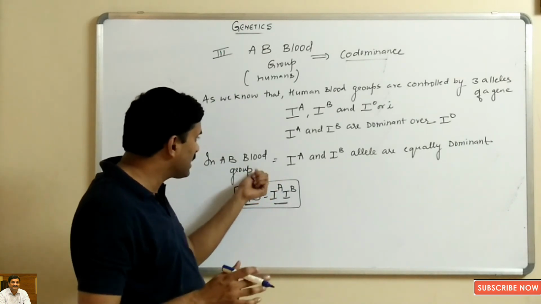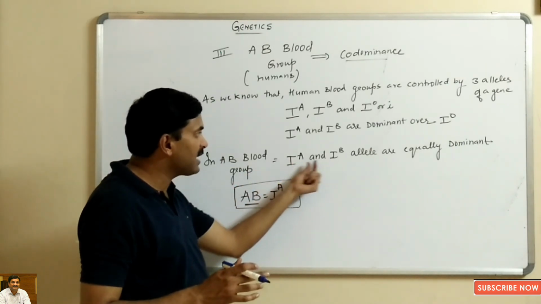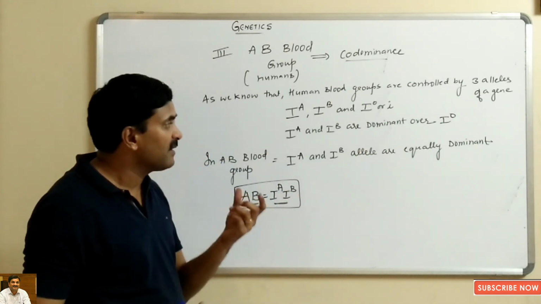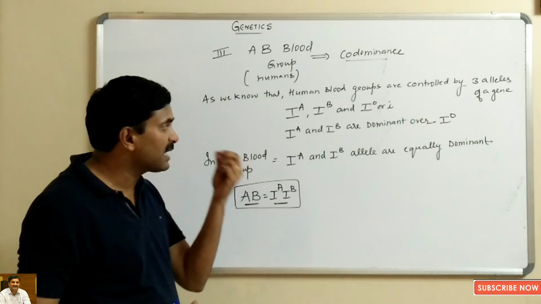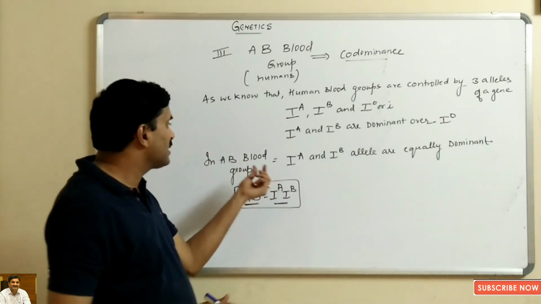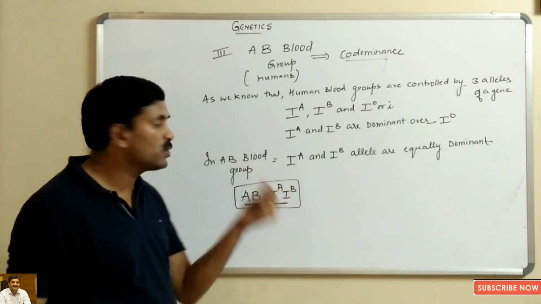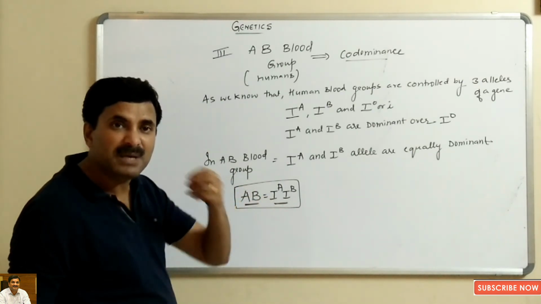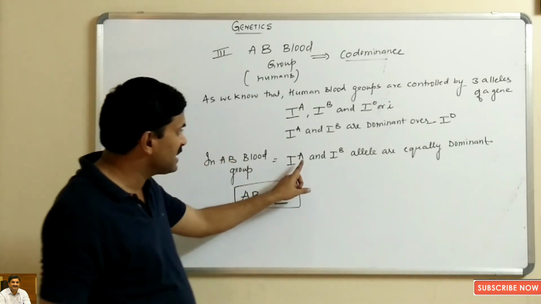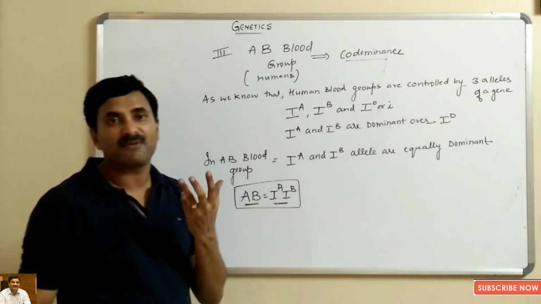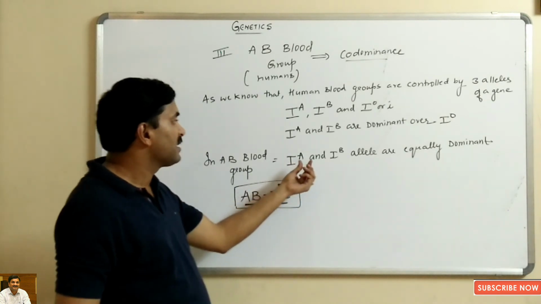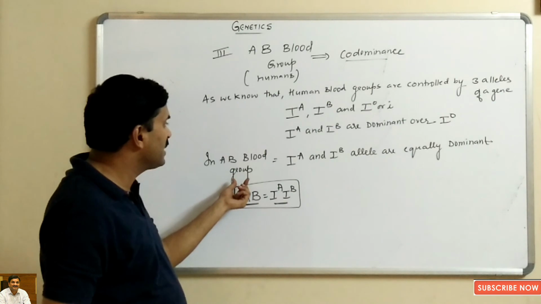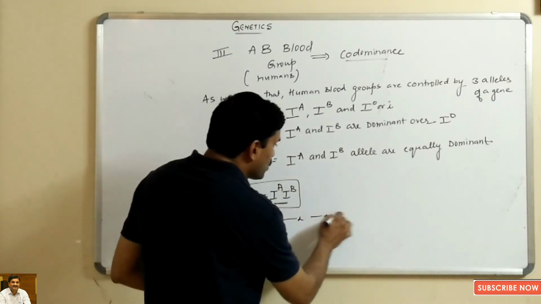In blood group AB, IA and IB are equally dominant. Hence, as these alleles are equally dominant, we say that AB blood group is a very good example of codominance. A and B are the antigens found on the RBC surface, and the IA and IB alleles are equally dominant. Hence it is a very good example of codominance.